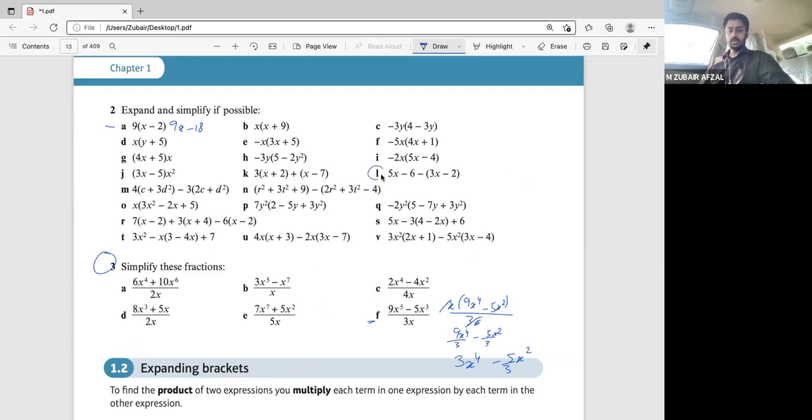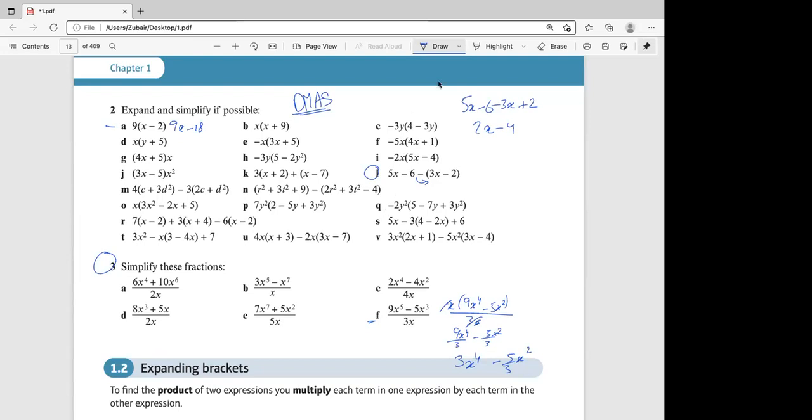So just the simplification. Any question, simple rules from 7th, 8th, 9th standard. So 5x minus 6, this negative sign will change the sign of all expressions inside it. Plus 2, so 5x minus 3x is 2x, minus x plus 2 is minus 4. Getting it?